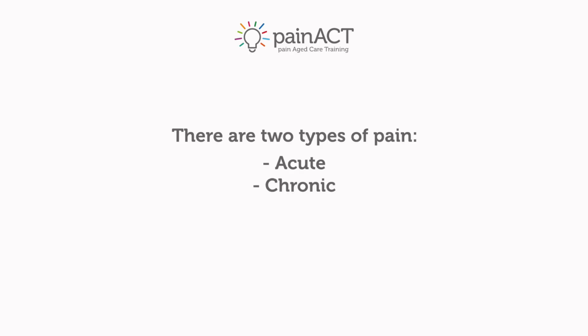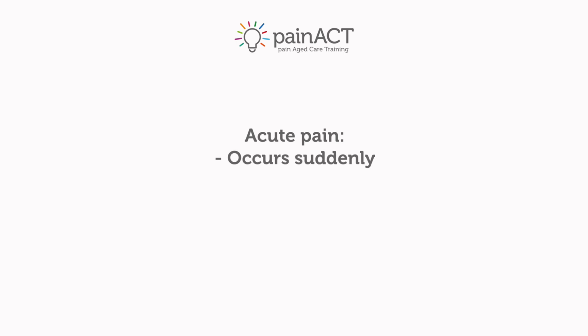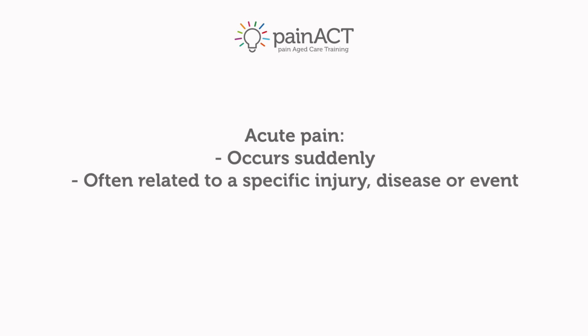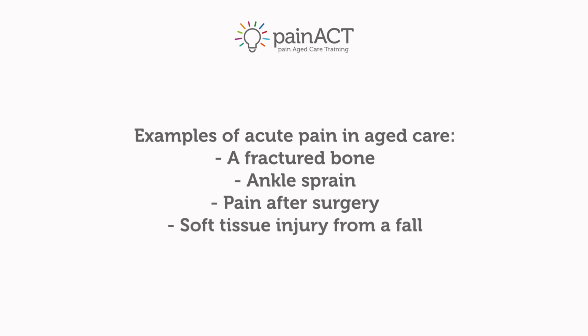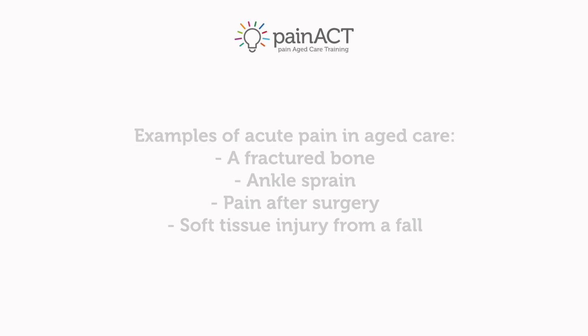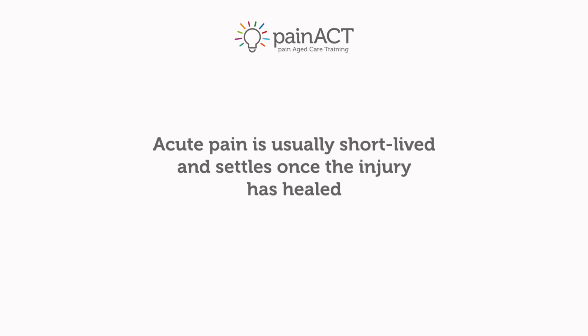There are two main types of pain: acute pain and chronic pain. Acute pain usually occurs suddenly and is often related to a specific injury, disease or event. A fractured bone, an ankle sprain, pain after surgery and soft tissue injury from a fall are all examples of acute pain for residents in aged care. This type of pain is usually short-lived and settles once the injury has healed.